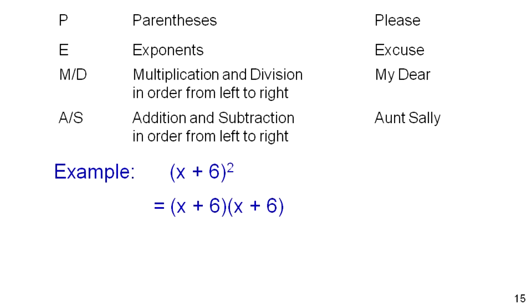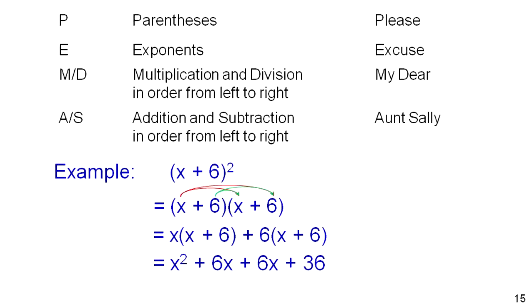When we want to square something, that means we want to multiply it by itself. Now we can use a version of the distributive property. We can multiply the x from the first set of parentheses by each of the terms in the second set of parentheses, and then we can multiply the 6 from the first set of parentheses by each of the terms in the second set of parentheses. When you simplify this, you should find that you get x squared plus 12x plus 36 when you square x plus 6.